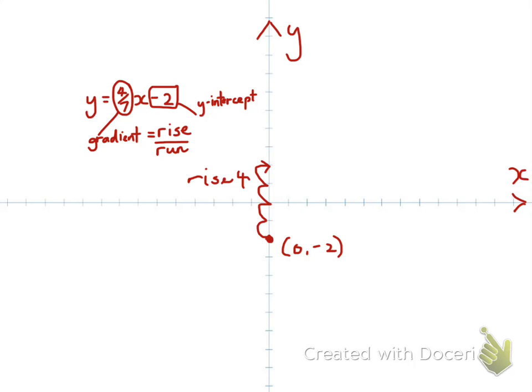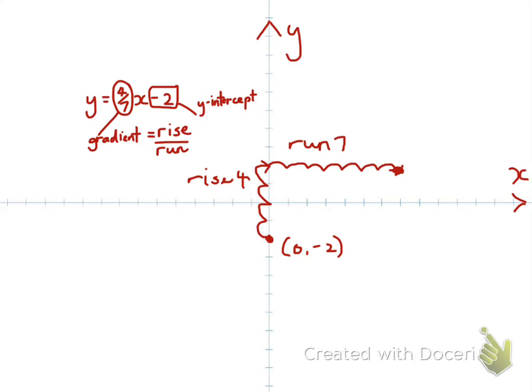Now what we're going to do is use the gradient to mark in a second point. So the gradient tells us that we have a rise of 4, and that rise of 4 means we should move up 4 units on the y-axis. So that's what I've done there. I've gone up 1, 2, 3, 4. And then if we have a look at the run is 7. So we need to now move in the x direction 7 units. Now remember the run's always positive. So we'll run forward 7 units, and that takes us to our second point.